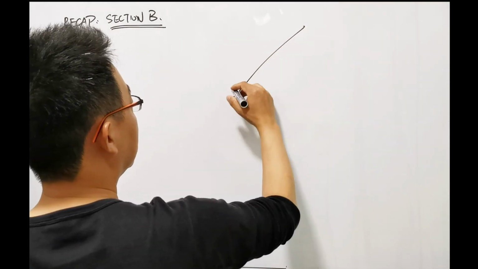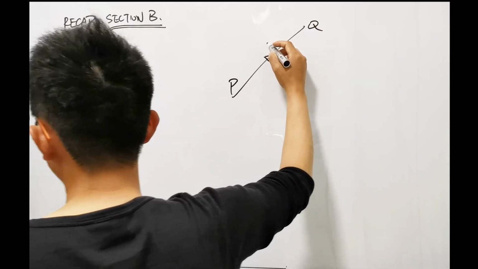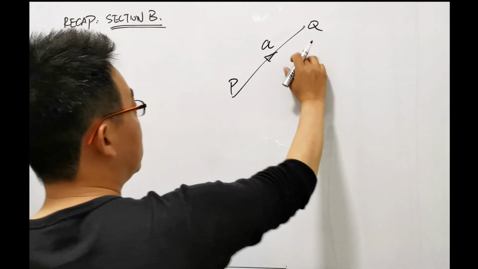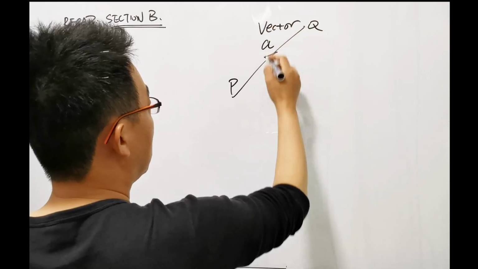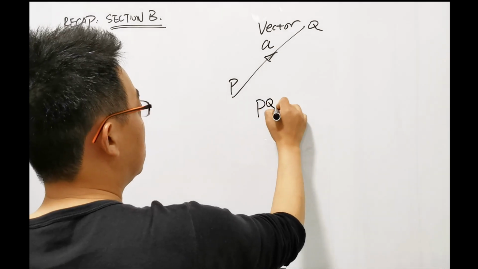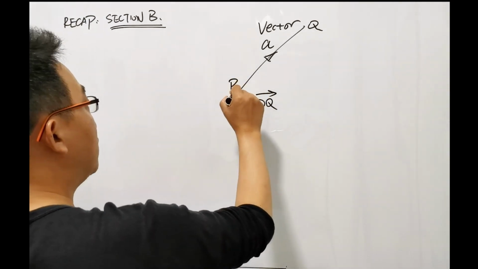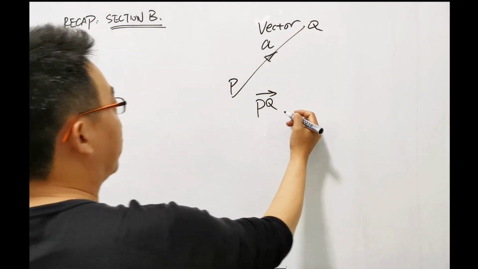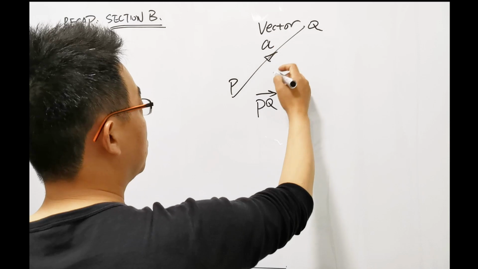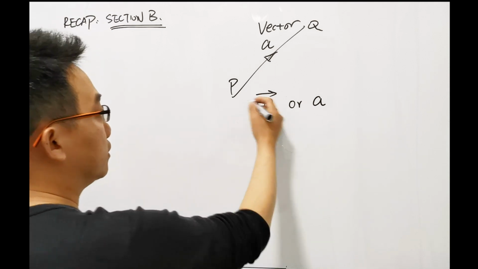For example, this line here. We started from P, to Q, and this is the direction, and then we give one vector A. So how do we represent this line? Basically we use PQ, like this, where P is the starting point and Q is the ending point. We use this to represent this vector, or sometimes we just write A. And this is for the direction.